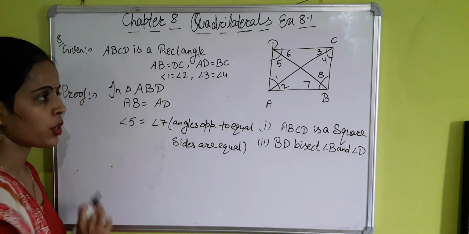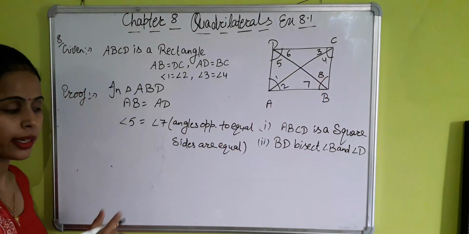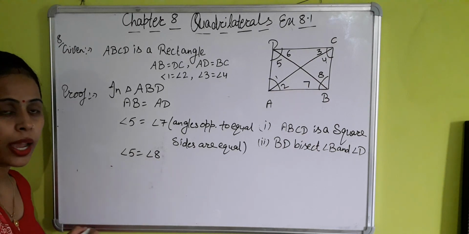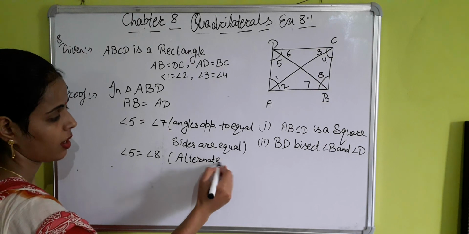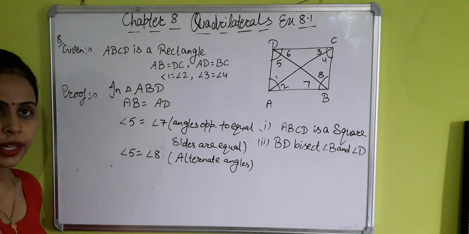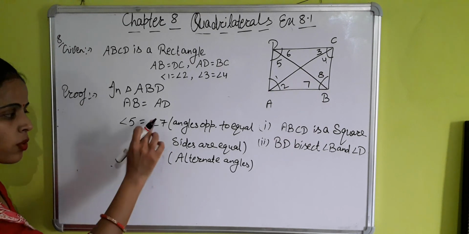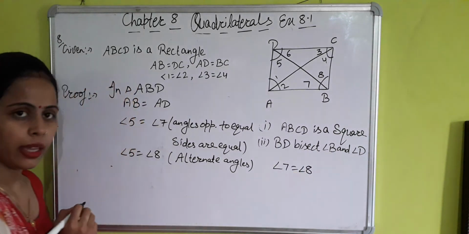Angle 5 is equal to angle 7, but angle 5 is also equal to angle 8. Why? Alternate angles. 5 and 8 are alternate angles. 5 equals 7 and 5 equals 8. So we can say that angle 7 is equal to angle 8.